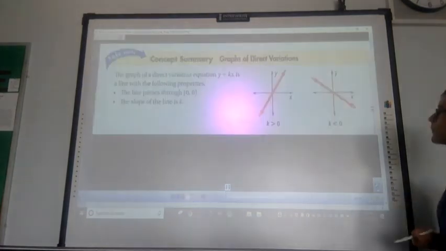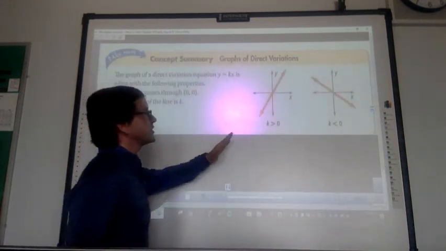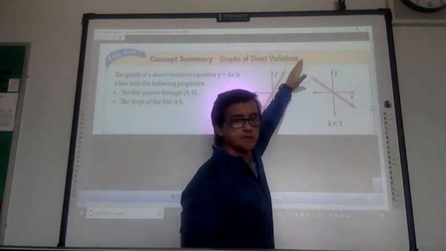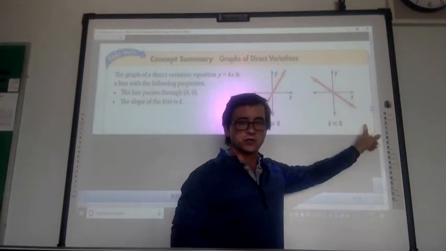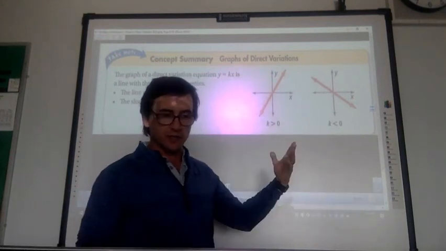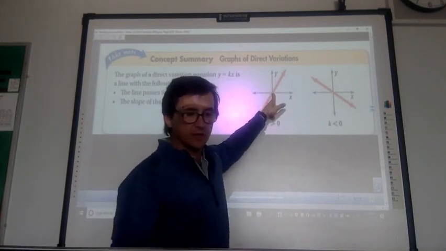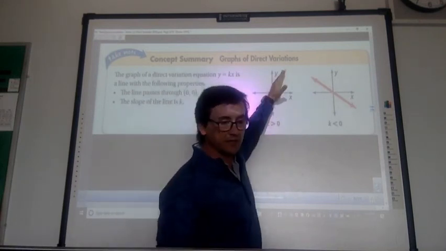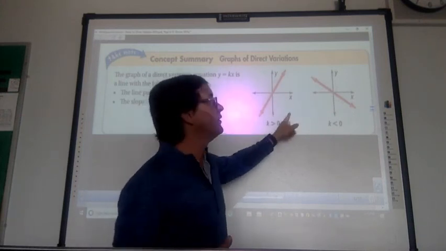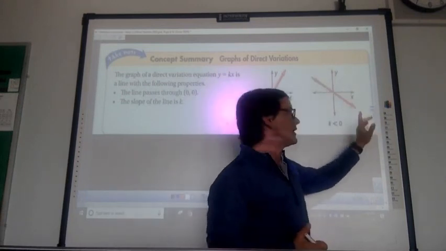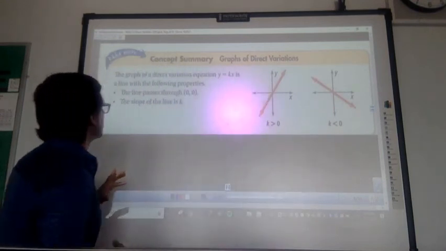Okay. So this is just talking about the graphs of these equations. A graph of direct variation always goes through 0, 0, right? So if I give you a graph that doesn't go through 0, 0, you say it's not direct variation. If it does, it is direct variation. This one has a positive slope. That's why it says k, which is the slope, is greater than 0. The one that goes downhill has a negative slope. That's why it says k is less than 0 here. Just some general information.